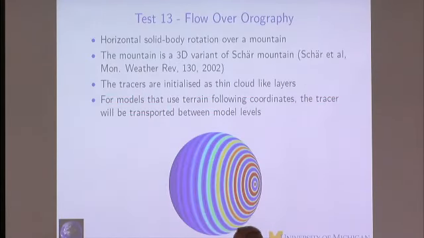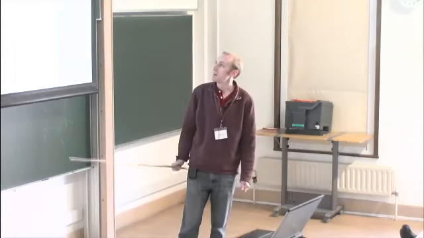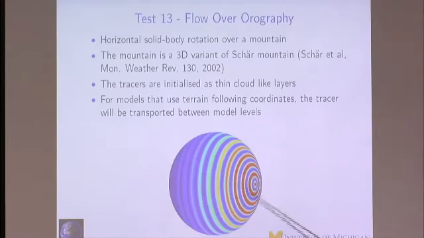So the final test to show is the flow over orography. Now this was discussed a bit yesterday morning, but we're using a slightly more extreme mountain. So the test is just a very simple horizontal solid body rotation. The mountain, as you can see, is quite an extreme form of the Schär mountain. We initialize tracers as thin cloud layers to try and make it realistic. And for models that use terrain-following coordinates, this test becomes quite difficult.